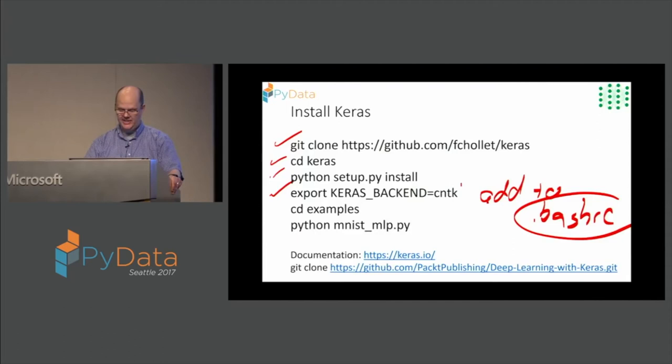Other backends that you might consider using: TensorFlow from Google, or Theano from University of Montreal. Okay, these are alternatives, but we're all about the CNTK this morning. All right, same cd examples, Python, MNIST, MLP, just to get up and running and have it do something for you, right? All right, so documentation for Keras you can find here.